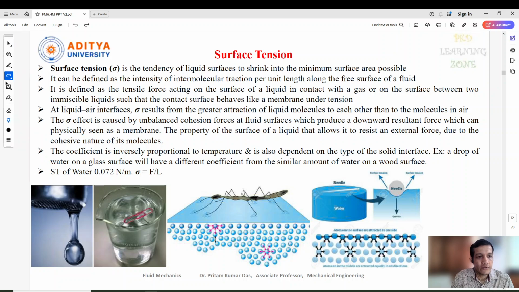Surface tension is the tendency of a liquid surface to shrink into the minimum surface area possible. It can also be defined as the intermolecular traction force per unit length along the free surface of a liquid. It can also be defined as the tensile force acting on the surface of a liquid in contact with a gas, or the surface between two immiscible liquids, such that the contact surface behaves like a membrane under tension.